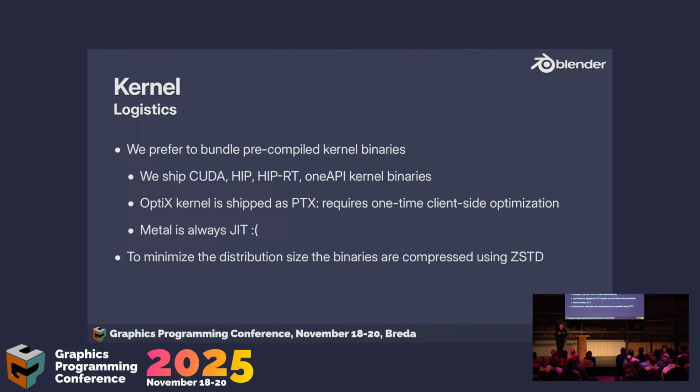So the goal with all of this is to allow artists to have pixels on the screen as quickly as possible, even when they have the brand new Blender. They open their beautiful scene, they hit F12, and then see pixels on the screen immediately, and they're like, wow. To minimize the amount of space in the release distribution, we use ZSTD compression for those kernels, which saves quite a lot of space.